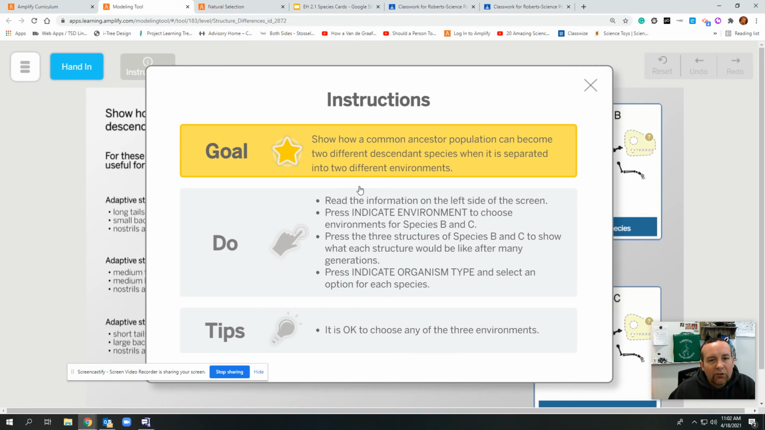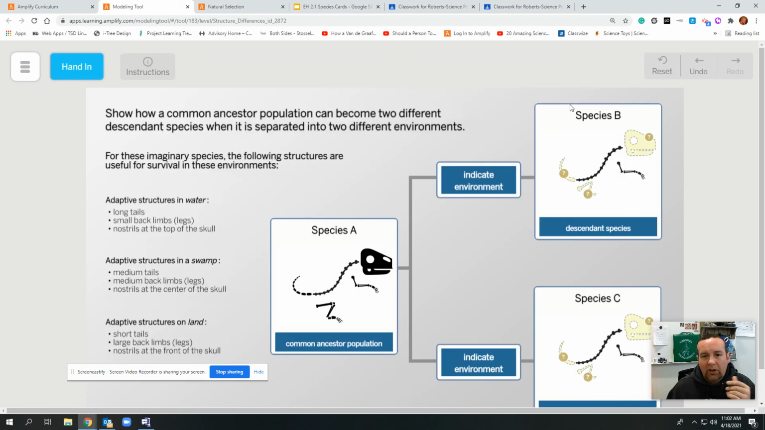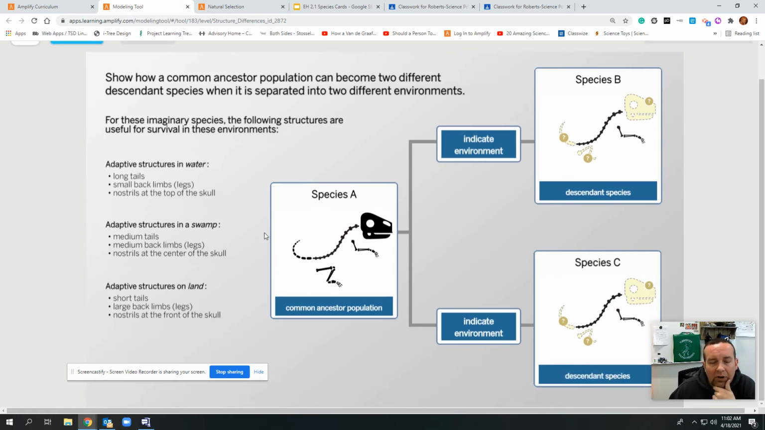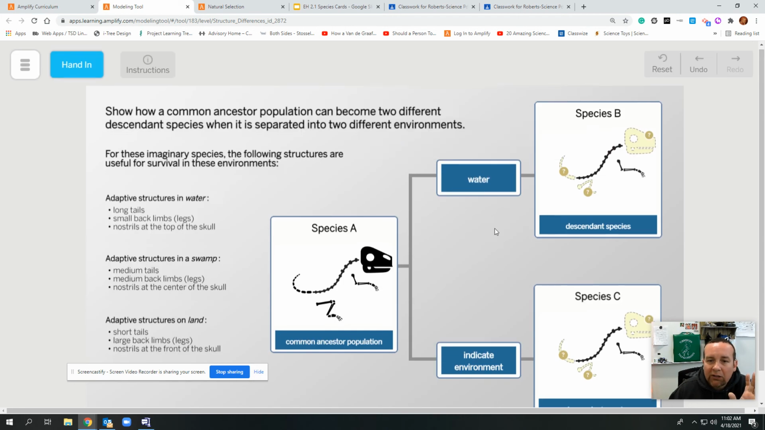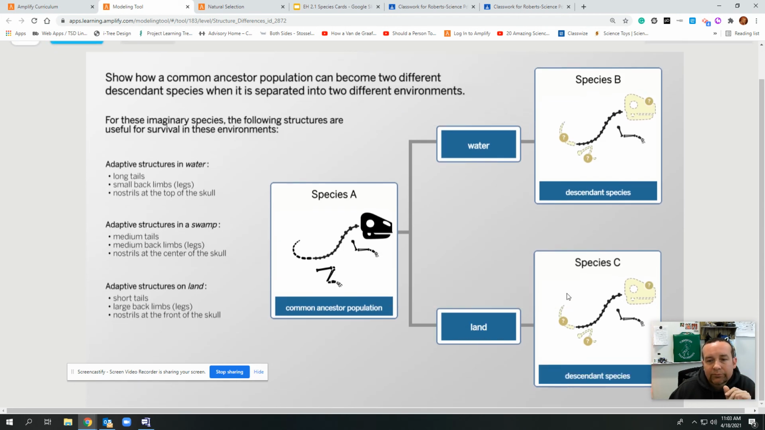Now, basically our instructions are to show how a common ancestor population can become 2 different descendant species when it is separated into 2 different environments. So the first thing we're going to do is choose our 2 environments. We don't know what environment the common ancestor came from, but it doesn't matter. So you can pick water, swamp, or land. I'm going to pick water, and I'm going to pick land.